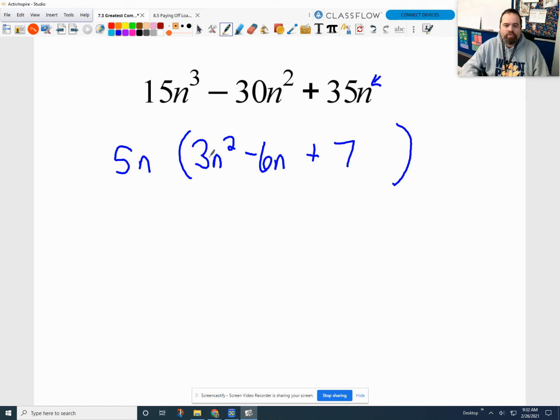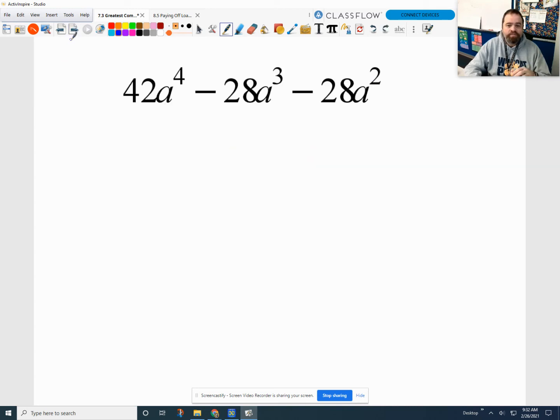All of your variables in the parentheses went down by 1 because I divided a single n out at the beginning. These don't get any harder as far as the exponents and the variables go. The hard part on this, I think, is going to be recognizing the greatest common factor for your coefficients.